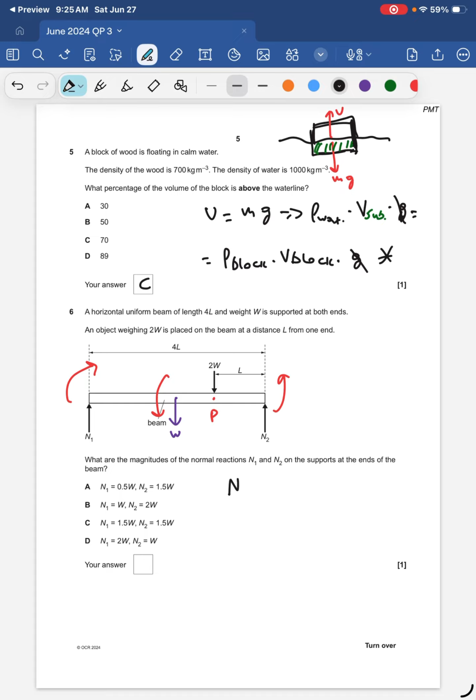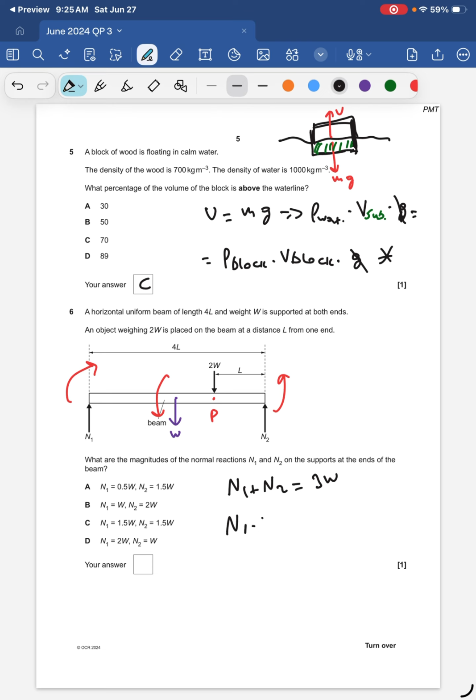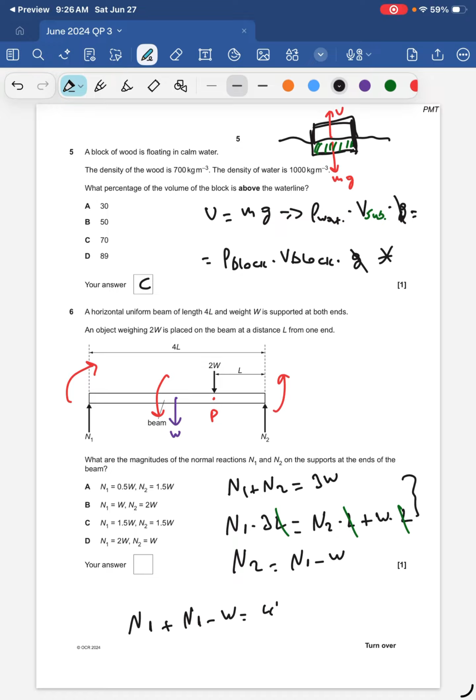For the forces, we have N1 plus N2 must equal 3W, since 2W plus W is 3W. Then we take moments about P. N1 times 3L is the only clockwise moment, and this should be equal to the anti-clockwise moments, so N2 times L plus W times L. So this L cancels, and let's work this out. We can solve the second equation for N2. So N2 is N1 minus W, and then plug into the first equation.